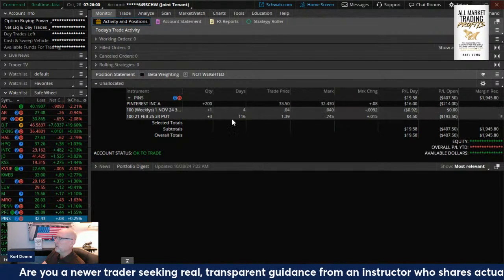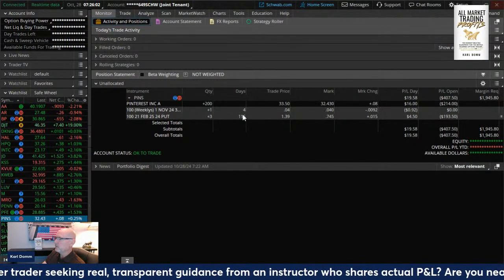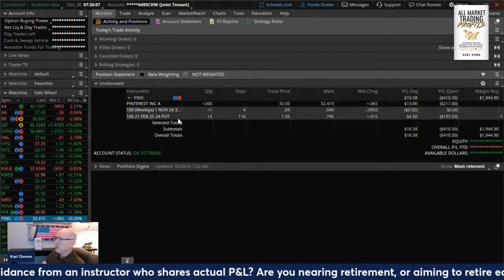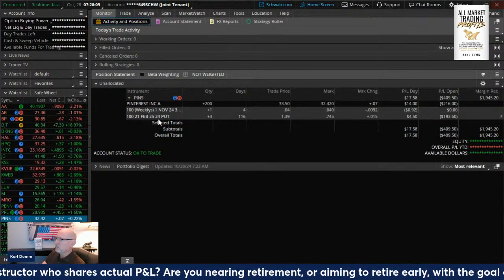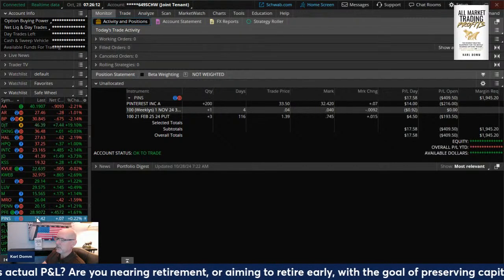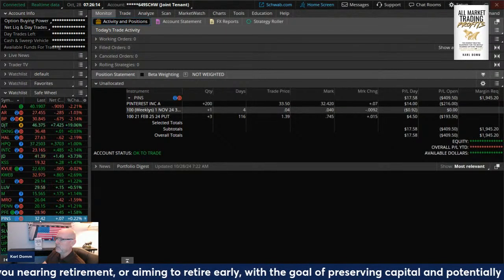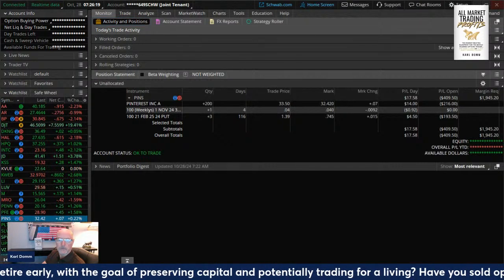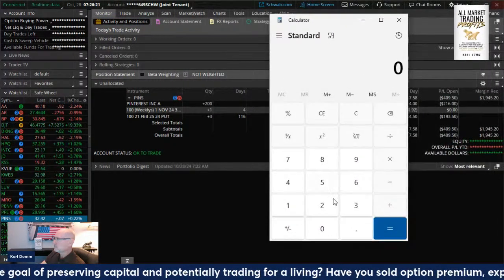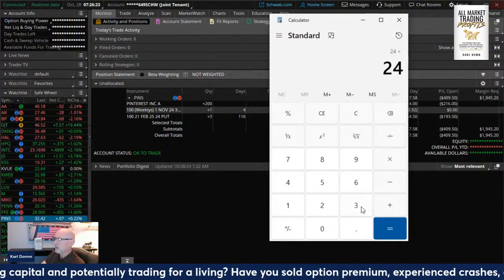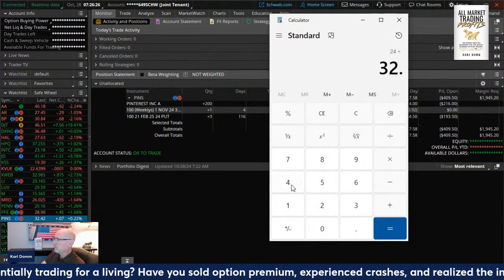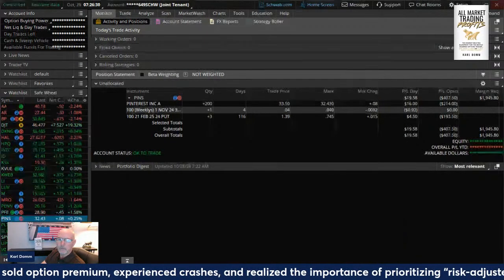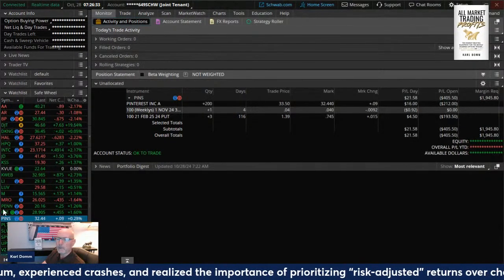Is it under 100 days? No, because the depreciation gets too fast. And then, is this strike price close enough to the actual price? Is it within 70%? So is $24 within 70% of 32.42? Let's see. 24 divided by 32.42. It's 74%. That's good. If it was under 70, I would have to move my put hedge closer.